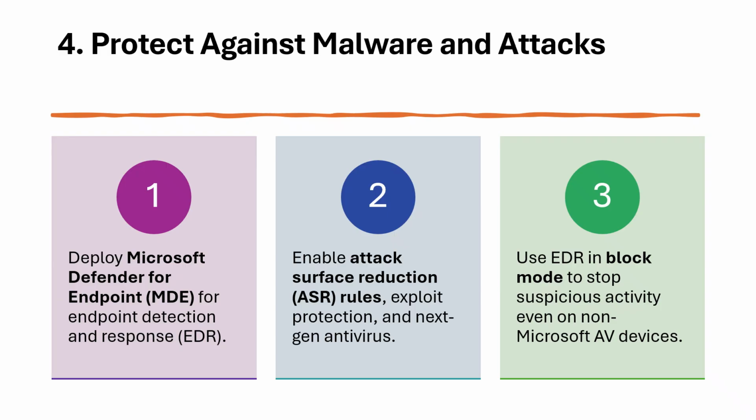Next, organizations should enable attack surface reduction rules, exploit protection, and next generation antivirus to proactively block malicious activity and reduce the attack surface. Finally, EDR should be configured in block mode, which allows it to stop suspicious activity automatically even on devices that use a non-Microsoft antivirus solution. These layered defenses ensure robust endpoint protection.